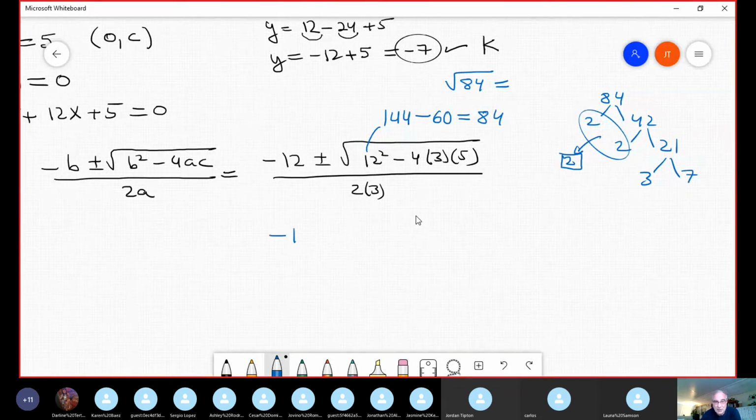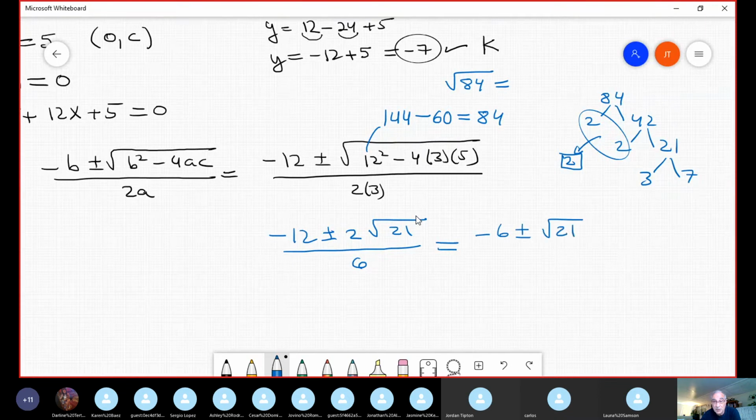Therefore, the answer is minus 12 plus or minus 2, this 2 is this 2, and stay inside the radical 3 and 7 get 21, divided by 6. Now, we can simplify a little bit because 12, 2, and 6 are even numbers, so you divide by 2, you have minus 6 plus or minus radical 21 over 3. And this is the exact answer.